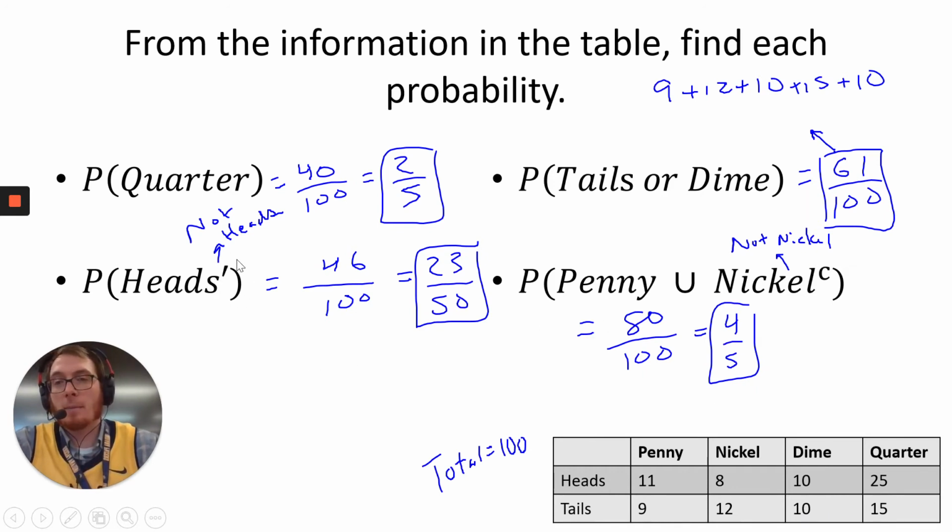Remember, this tick mark here means the complement or prime. That could be used as a C, it could be the line over it, or the apostrophe or one tick mark. So that means not getting a heads on the toss, which means you got tails. So I just add up all the tail tosses, and that's how I got that 46 out of 100 number, and then simplify. The last question is a little confusing because of the way it's set up.